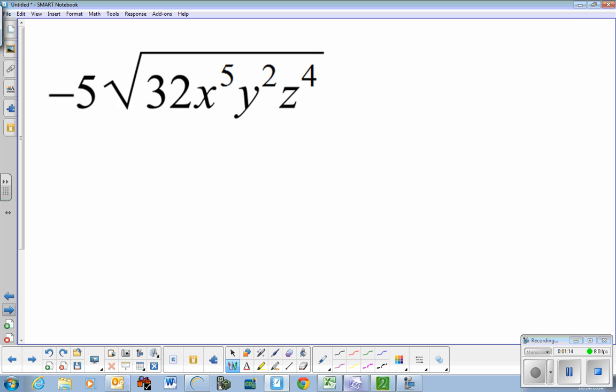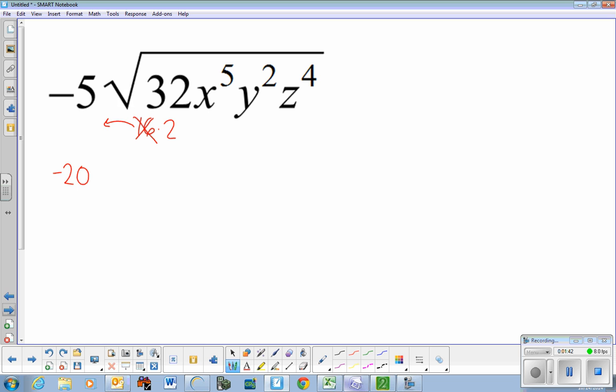This one's got some letters in it, got some variables. You can take out even numbers of variables. So first of all, the 32, 16 times 2. So I'm going to take a 16 out, and it's going to turn into a 4. There's already a 5 there, so the 4 that comes out and the 5 that's already there give us a negative 20. The 2 is going to stay inside because it doesn't have any perfect squares that go into it.